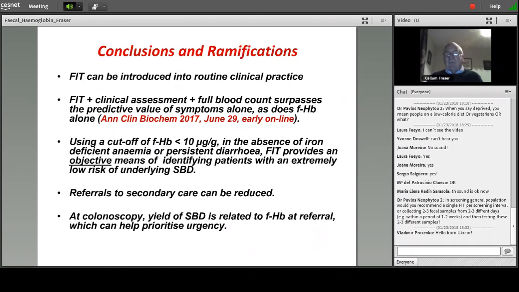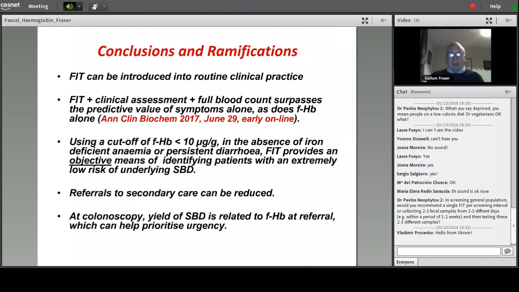FIT and clinical assessment and full blood count surpass the predictive value of symptoms alone. In a recent paper, which has just come out in the 2018 first issue of the Annals of Clinical Biochemistry, we've combined all the Scottish pilot studies, and they certainly perform far better than NICE guideline NG12. And using this low cutoff, FIT provides an objective means of identifying patients with an extremely low risk of underlying serious bowel disease. So you can reduce referrals. Our referrals reduced in the first year by 14%.